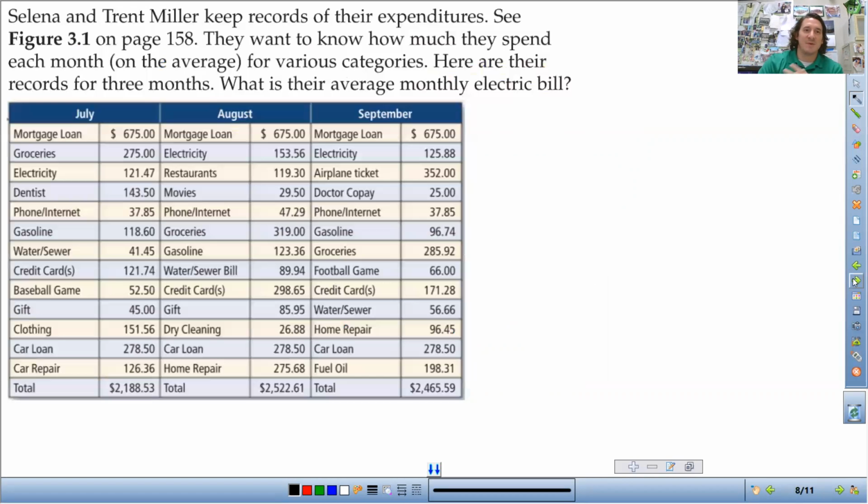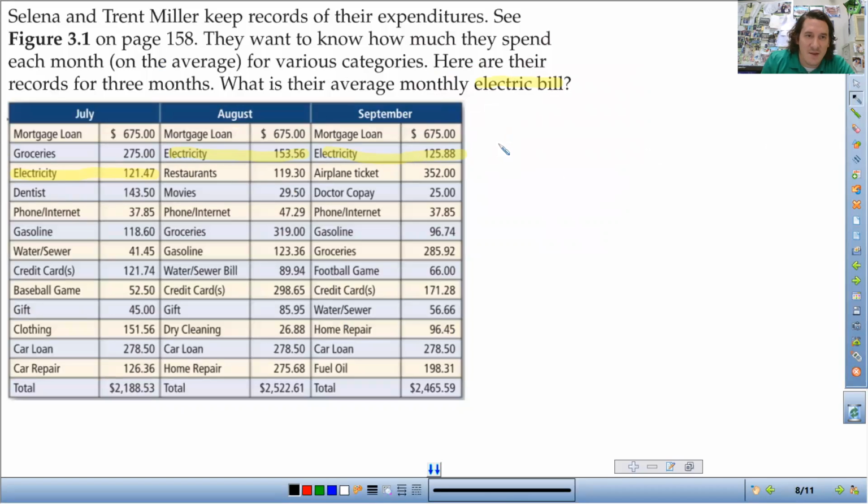So let's look at an example. We have Selena and Trent Miller, who keep track of their expenditures. From this table, they want to know how much they spent each month on average for various categories. Here are the records for 3 months. What is their average full monthly electric bill? So what you need to do is find the amounts for electricity. So 121.47, 153.56, and then 125.88. You find the average of those.